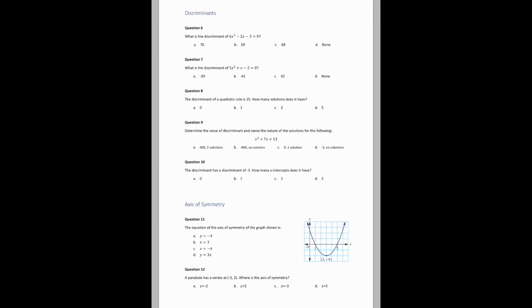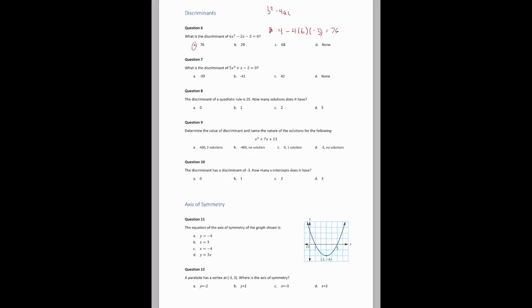So question 6 wants you now to find the discriminant. So remember, guys, the discriminant tells us how many x-intercepts or how many solutions are present for any given quadratic equation. So the formula was b squared minus 4ac. In this case, b is equal to negative 2. So b squared will be 4, minus 4 times 6 times negative 3. So if you put that into the calculator, 4 minus 4 times 6 times negative 3, then you're going to get an answer of 76. So that's going to be the value of your discriminant.